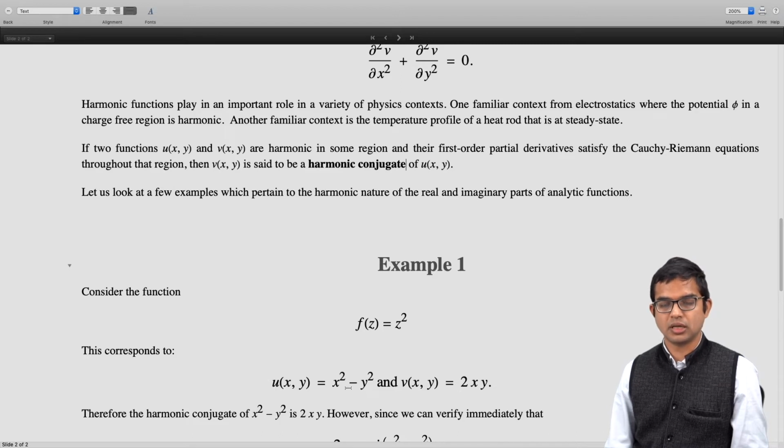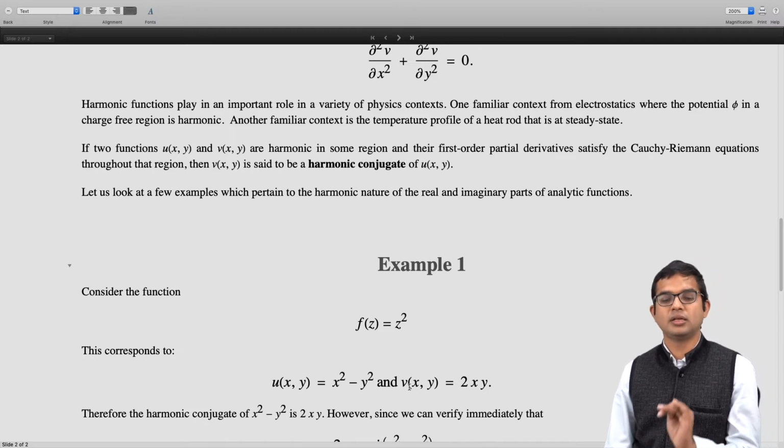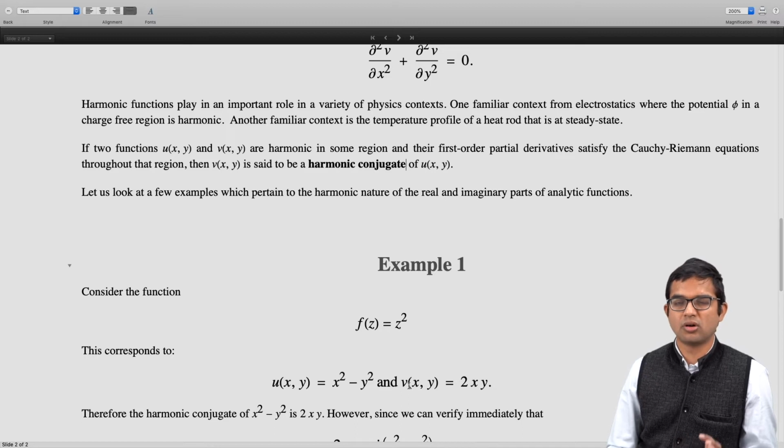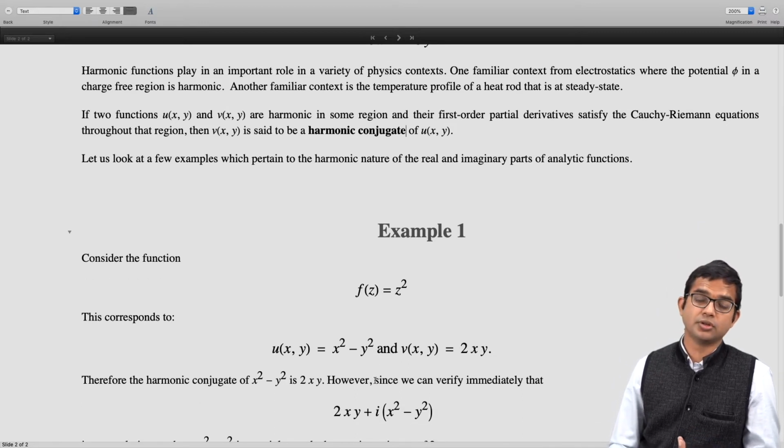Of course, first of all, the statement we can make is that each of these is a harmonic function. Not only are they both individually harmonic in nature, but v is the harmonic conjugate of u, right? So this order is also important. You cannot say that u is the harmonic conjugate of v.